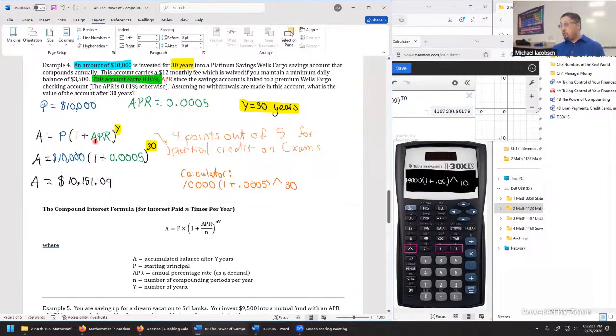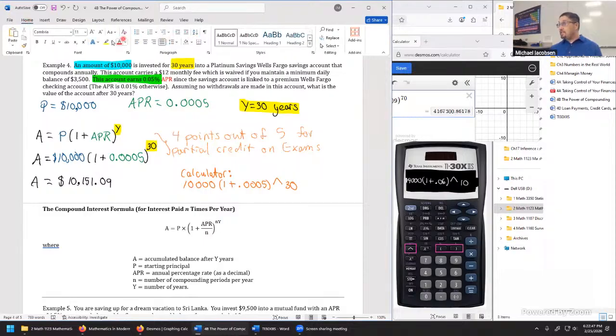The formula is pretty similar, except we make a change here. We divide the APR by the number of compoundings. And if we're compounding n times per year, we don't just put the term length here. We take n times the term length and write it in as the exponent. So that's our new formula. Let's blow it up a little bit.